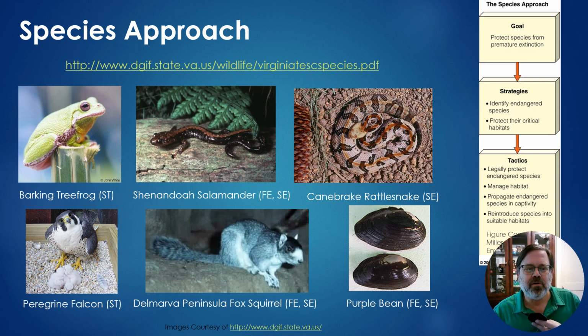The peregrine falcon, at least a few years ago, was considered on the state threatened list. It has done a great job of recovering. Delmarva Peninsula fox squirrel. This is not your average gray squirrel. This is found only on the Delmarva Peninsula, and it's considered both federally endangered and state endangered. And these protections also extend to invertebrates, such as the purple bean clam, federally endangered and state endangered.